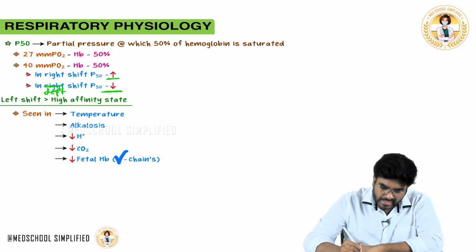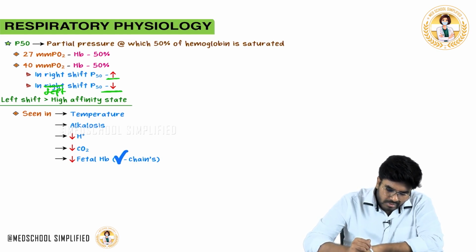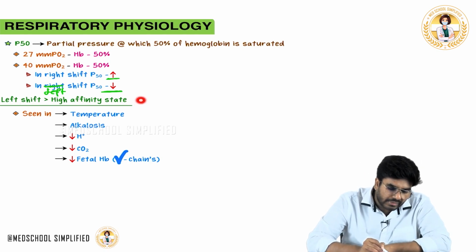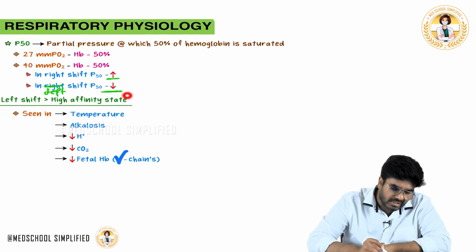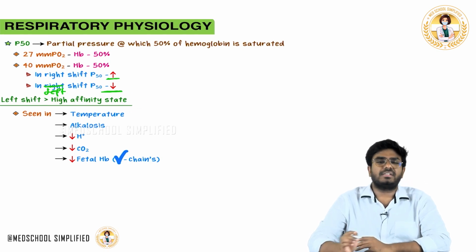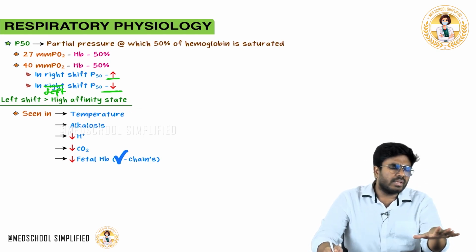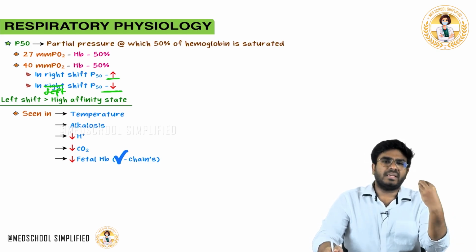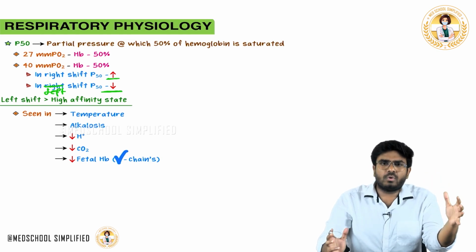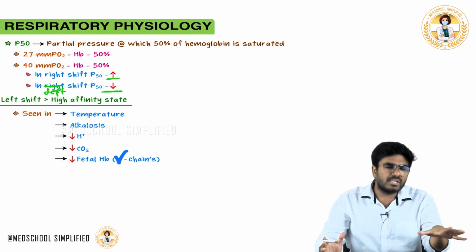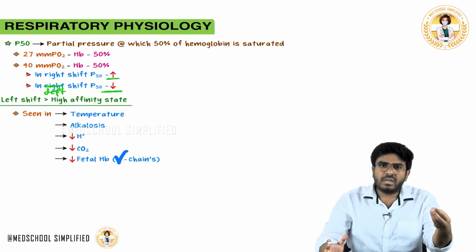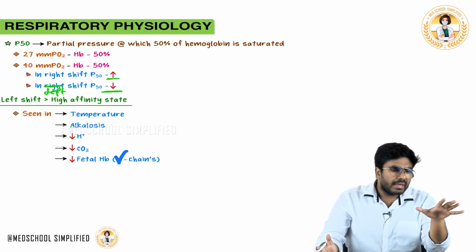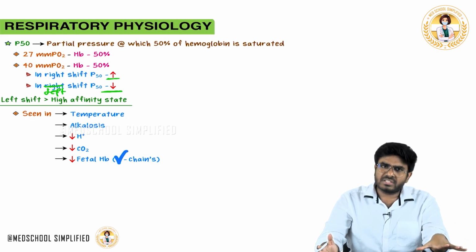Now, before that, let's talk about the left shift. Left shift is an example of a high affinity state. For example, when the basal metabolic rate is very low, when the body temperature is going down, simply think like this: you are going into a very cold area, where your metabolism is coming down. Your tissues are not doing any metabolism. No metabolic activity is happening. When temperature decreases, your body metabolism will come down.